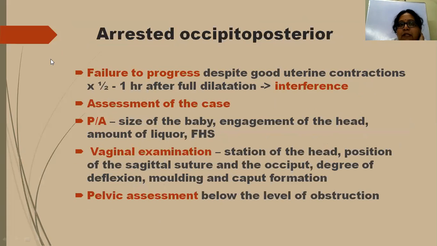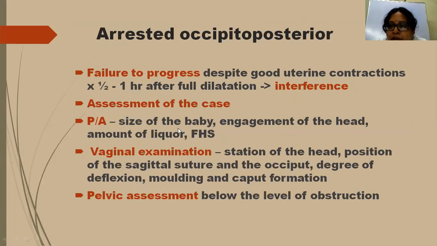So what happens when the baby is arrested in occipito-posterior? We have to wait at least 1 to 1.5 hours when there are good uterine contractions, and then we have to assess the labor. Timely interference is needed. You have to assess the case.